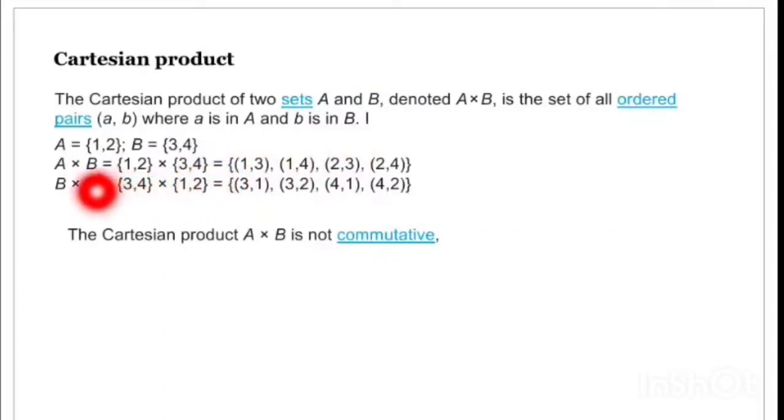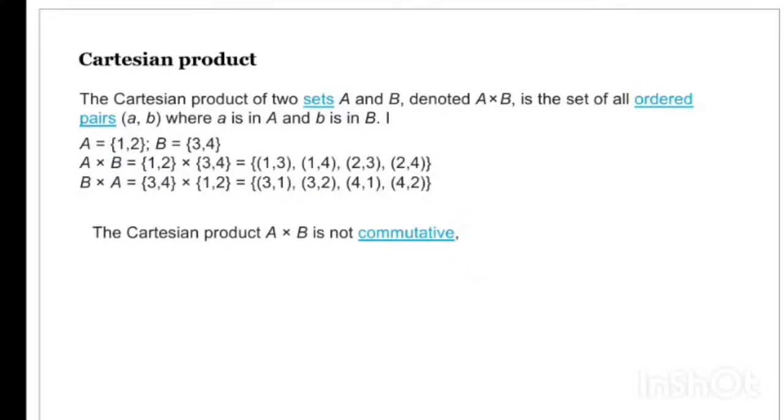Here is an example. The set A contains 1, 2 and B contains 3, 4. Then A cross B will be {1, 2} cross {3, 4}. Then we will get (1, 3), (1, 4), (2, 3) and (2, 4), which is the result of the Cartesian product of the two sets A and B. Similarly, the Cartesian product of B cross A results in (3, 1), (3, 2), (4, 1) and (4, 2). The Cartesian product of two sets is never commutative in nature.